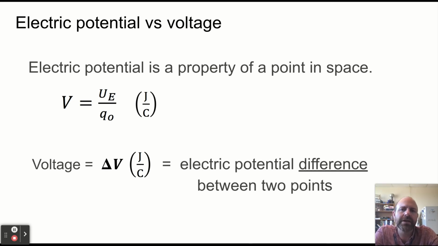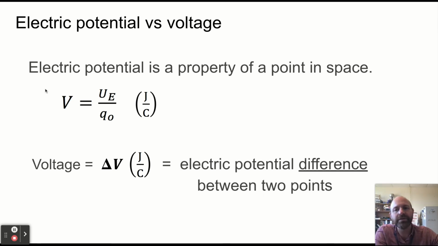So the vocabulary can be a little confusing. We've got 3 terms that all sound a little bit the same. We've got electric potential energy. We've got electric potential, which is the electric potential energy per charge at a point in space. And then we have electric potential difference, which is the difference between the electric potential between 2 points in space, which is also sometimes called voltage.